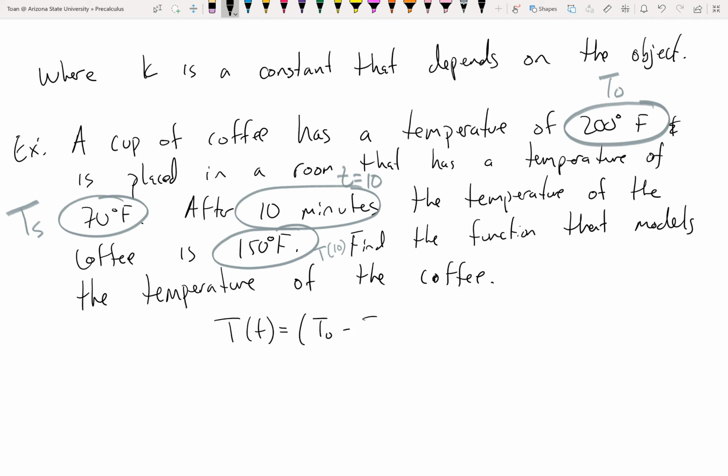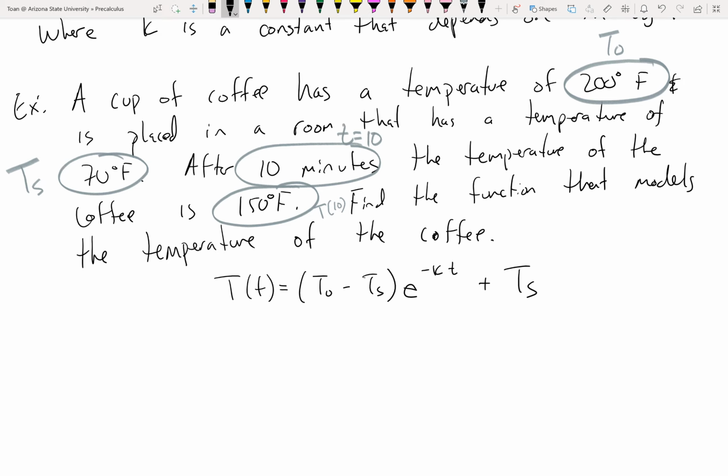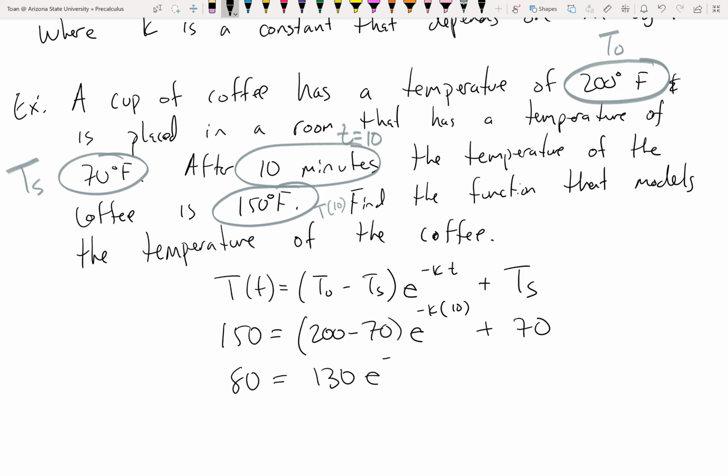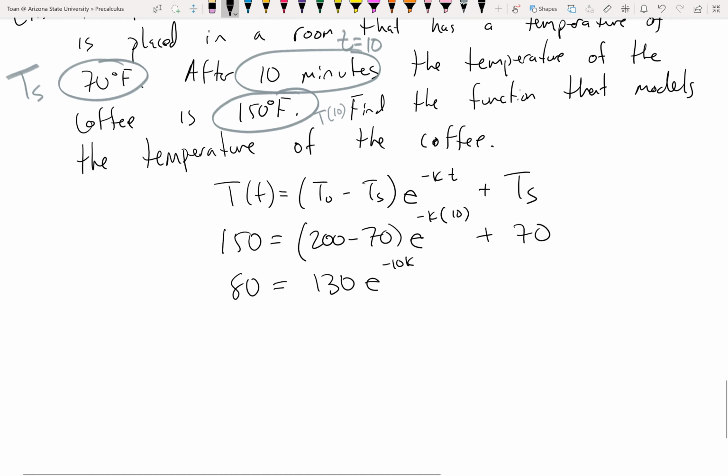So that's T object minus T surroundings, e to the negative kt, plus T surroundings. So let's just plug everything in. They tell us T of 10 is 150. The T of the object is 200, minus surroundings is 70, e to the negative k times 10 minutes, plus the surroundings is 70. There we go. So all you got to do is solve for k. So subtract the 70. Divide out the 130. It's not going to be perfect, so I'm going to leave it as a fraction.